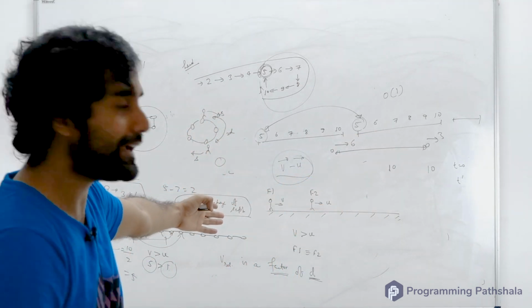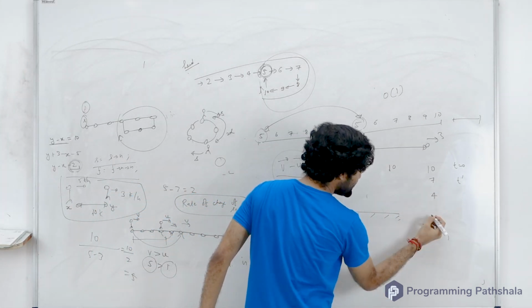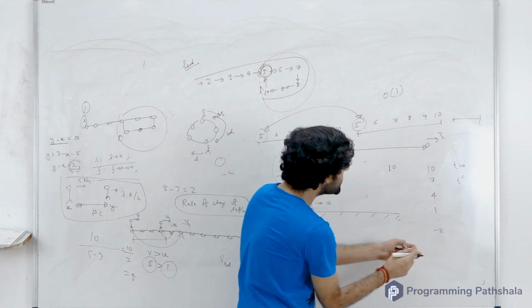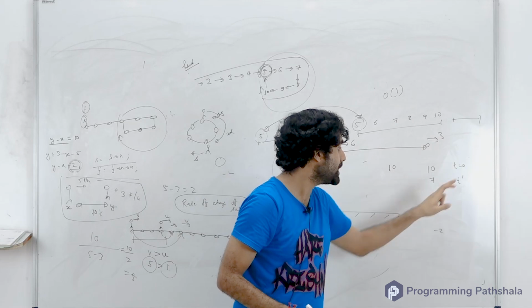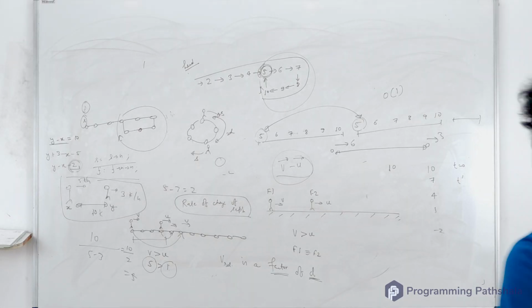It will be 7, right? And at next time it will be 4. At next time it will be 1. And at next time it will be -2. -2 means that this guy will overtake that guy by 2 units without actually touching that. So this is just simple pure physics over here.